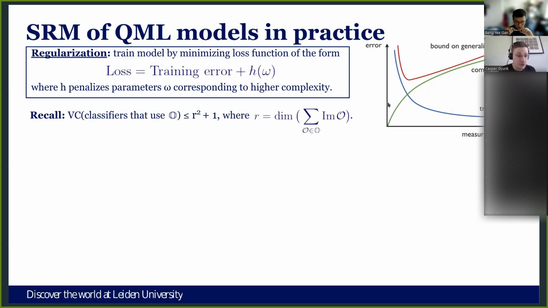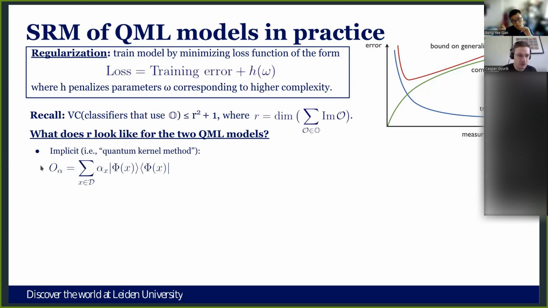Okay, let's remind ourselves what the VC dimension bound was. It's this R squared plus 1, where R is the dimension of the images of the observables. Okay, let's see what it looks like. Let's start with the kernel method. In the kernel method, the observables look as follows. Recall that these phi's were the encoding circuit. So these phi of x's are nothing more than the state you get by applying the encoding circuit with parameter x to the zero state.